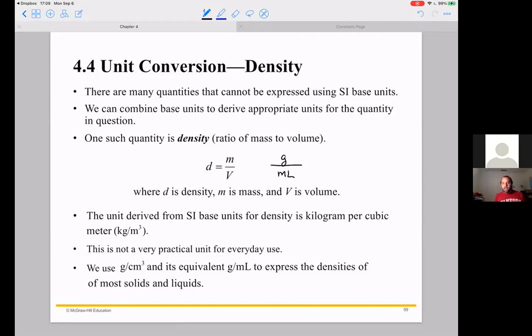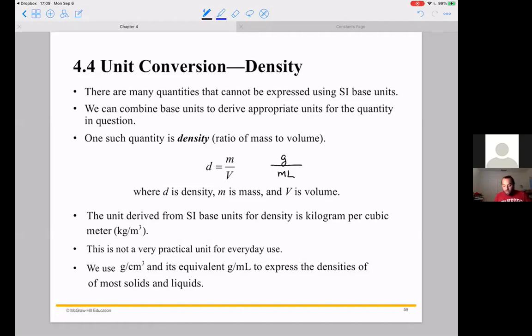So density is kind of a measure of compactness. If you have a really high density, that means given a small amount, it's very heavy, compared to a low density, where a very small amount is not very heavy, right? So air has a very low density, whereas metals have a very high density.